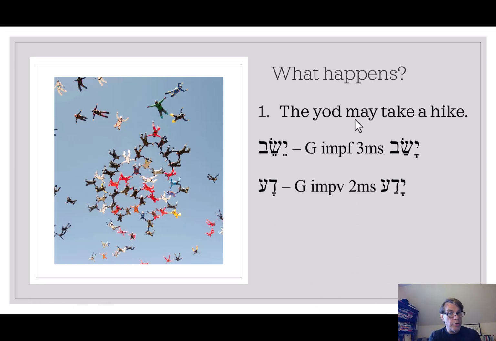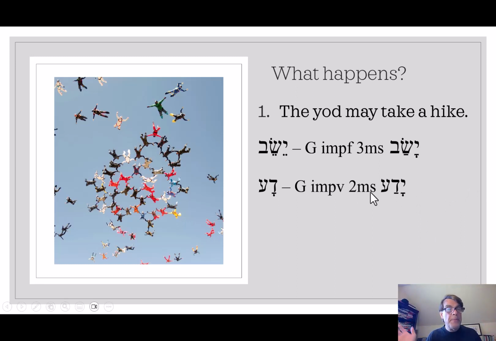So yada, not Yoda. We had yada before we had Yoda. But anyway, yada means he knows or he knew. And sometimes in the imperative, know thyself. Da means know as a command, second masculine singular. You, man, know. So the yod takes a hike here, and you're left with da. So sometimes in the imperative, the yod will take a hike.